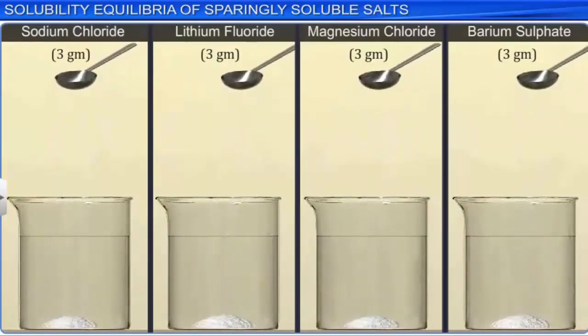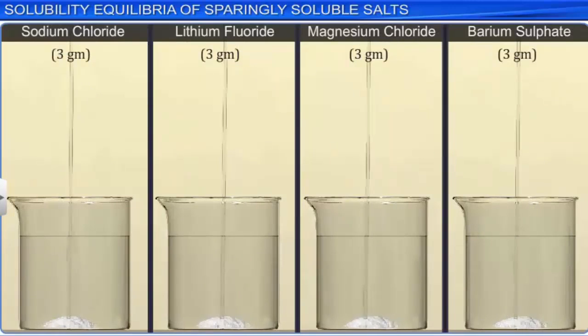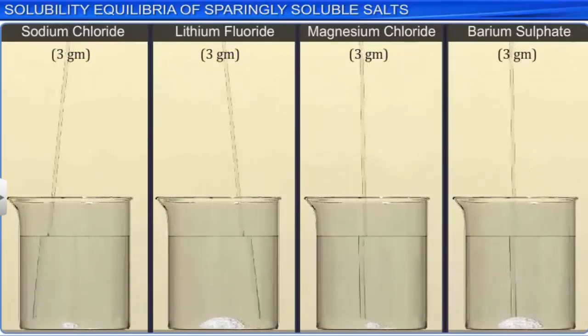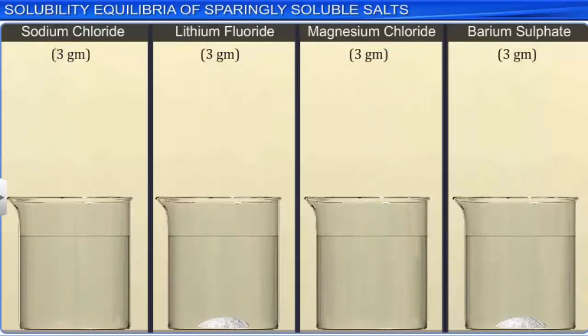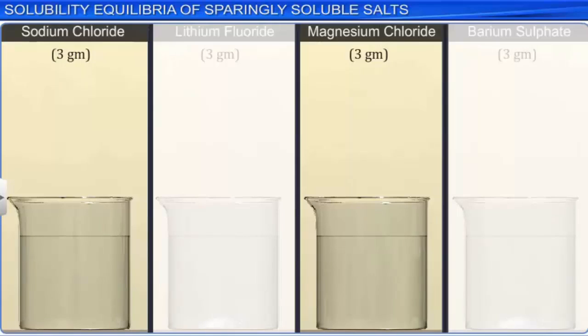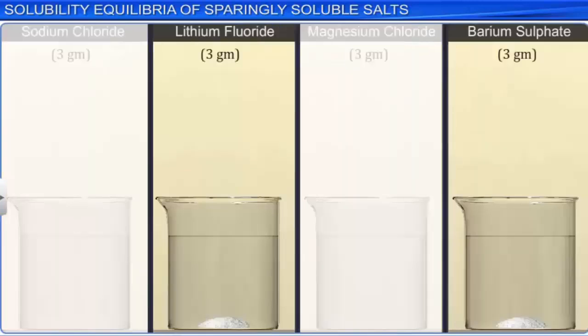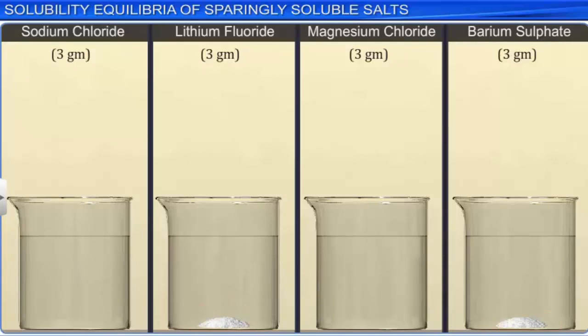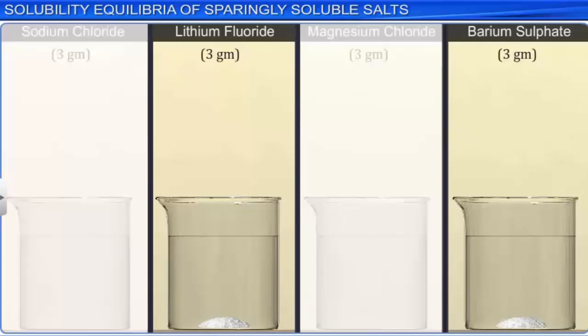What do you expect to happen? You observe that the salt in the beakers containing the solutions of sodium chloride and magnesium chloride dissolve completely, while the other 2 beakers still contain large amount of undissolved salt. From this, we can conclude that all the salts are not soluble in water to the same extent. Salts like lithium fluoride or barium sulfate, which show little solubility in water, are commonly termed as sparingly soluble salts.